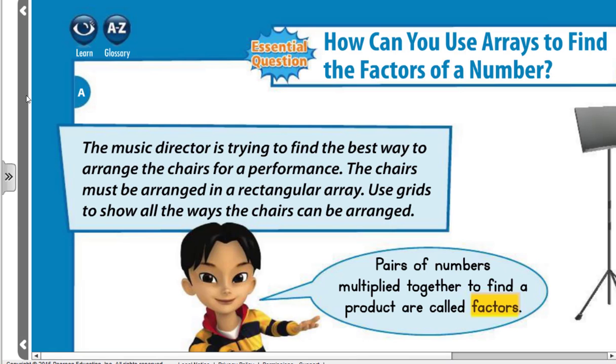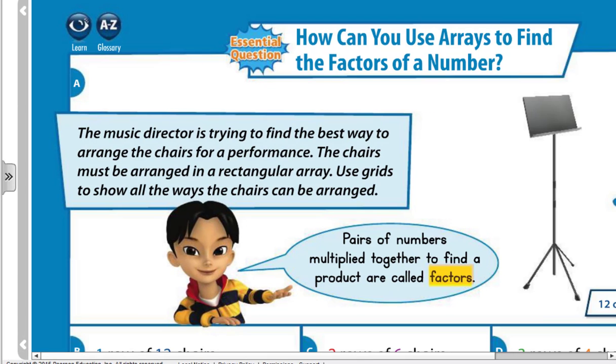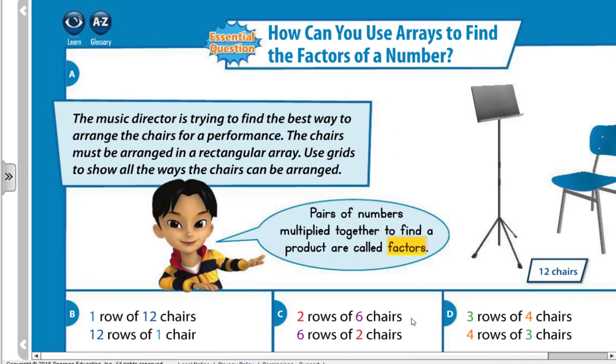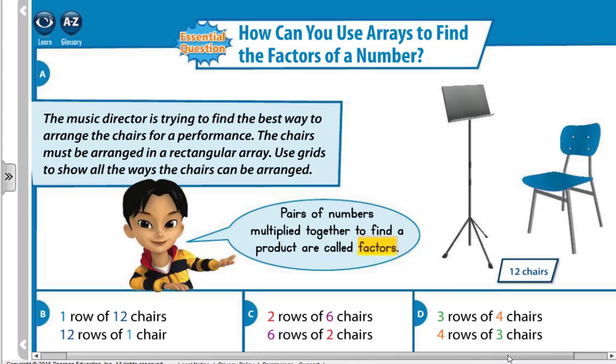Okay, let's move back to the page. My heroes, tell me the number of the page. 370. Yes, 370. No, not 300. 370.